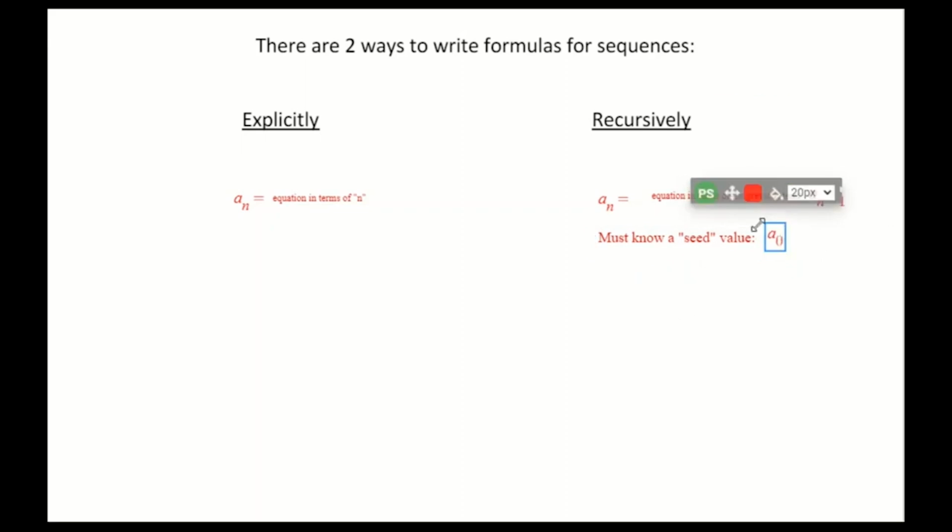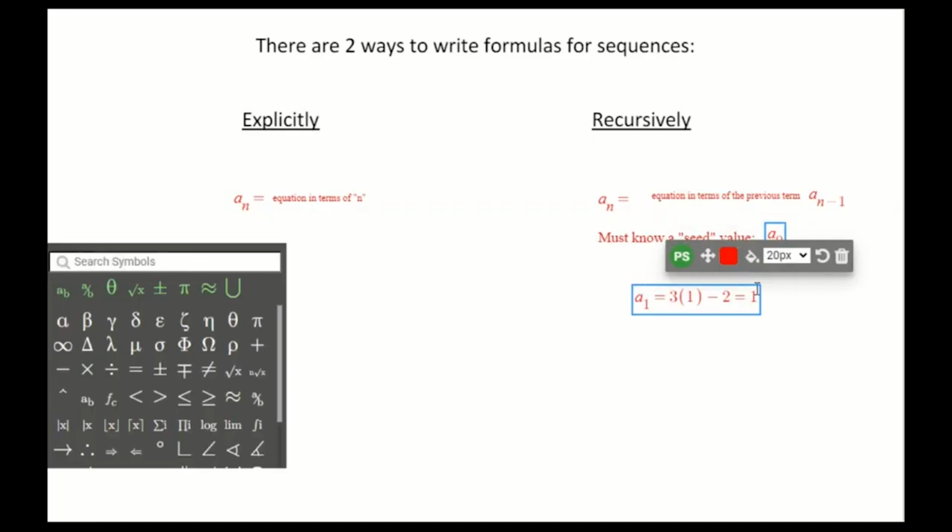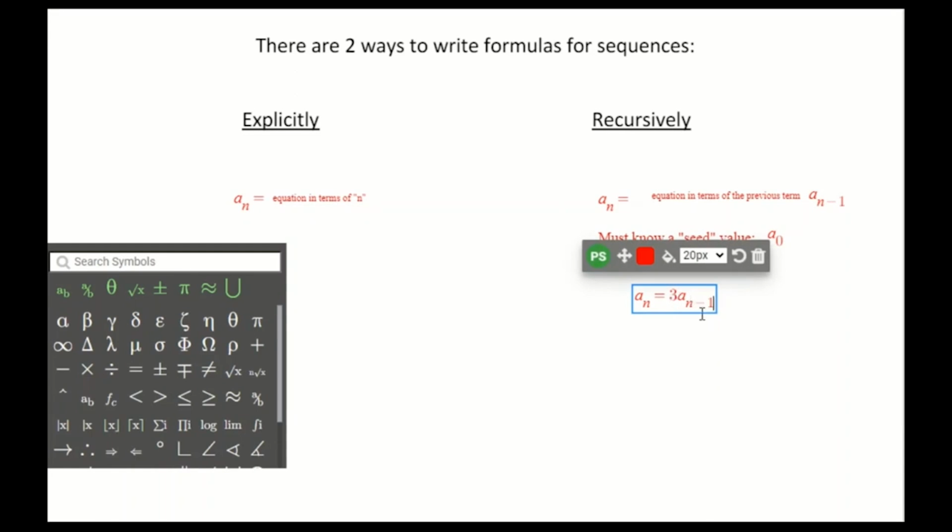Say I have a recursive equation where I'm going to just multiply the previous value by 3. The way you would write that is a sub n equals 3 times the previous term, a sub n minus 1. So this is just an example of what one might look like. You would say, okay, whatever the previous value is, multiply it by 3. So if the previous value is 1, then your sequence would be 1 times 3 would be 3, times 3 would be 9, times 3 would be 27, and so forth.